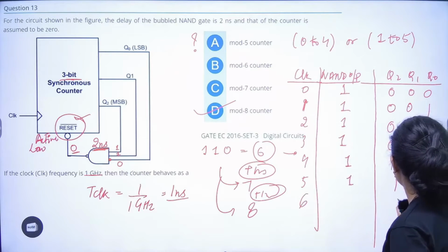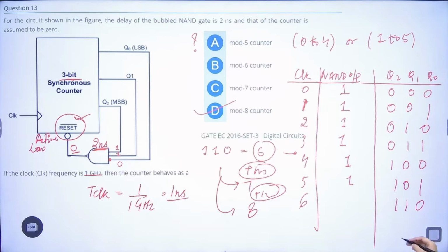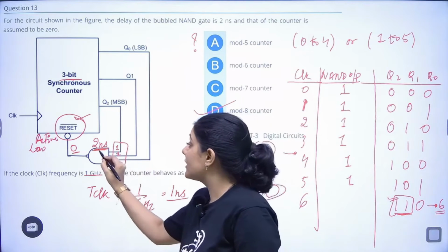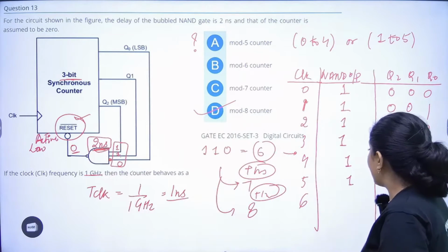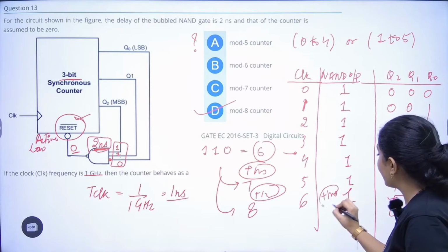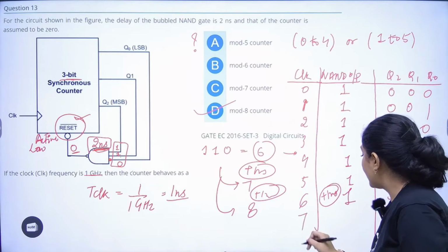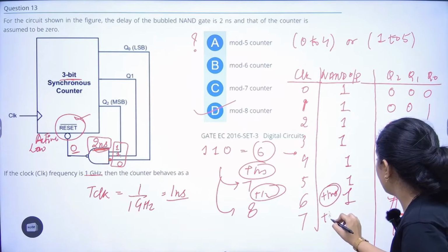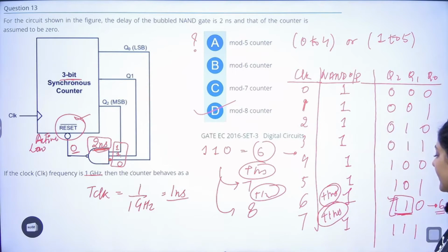Its value will become 1, 1, 0. Now, here 1, 1, 0 is the sixth counting. It's number 6. So 1, 1, 0 we have received. But 1, 1, 0 is the required output which we are getting, but it will not stop because it has a delay of 2 nanoseconds, right? It will count one more. It will take plus 1 nanosecond. And it will count one more, that will be 1, 1, 1. It will again take plus 1 nanosecond. After this, it will reset itself. It will become 0, 0, 0.